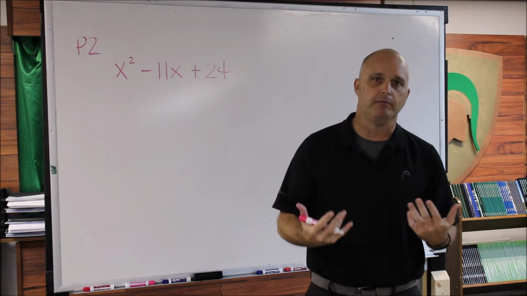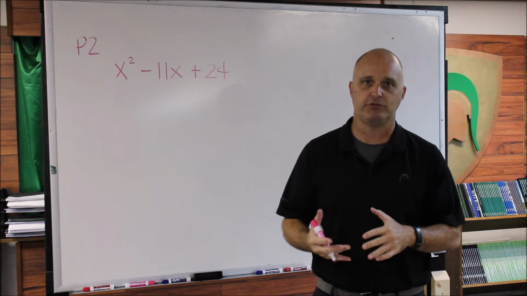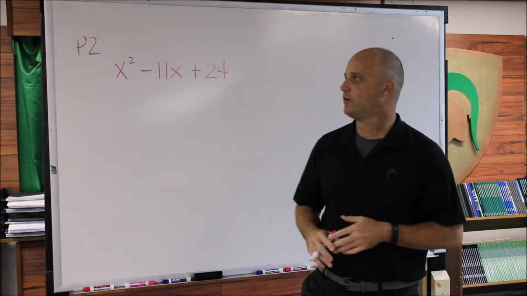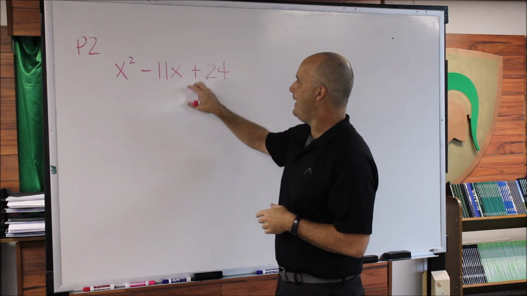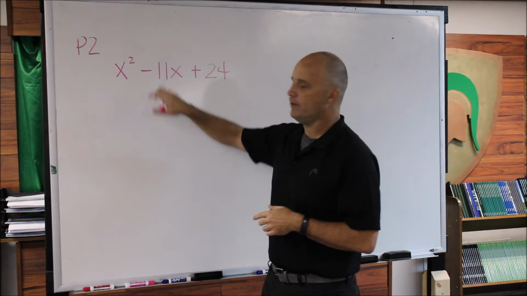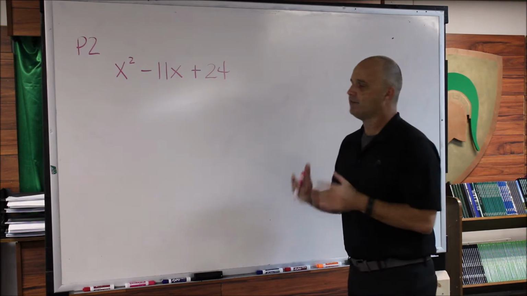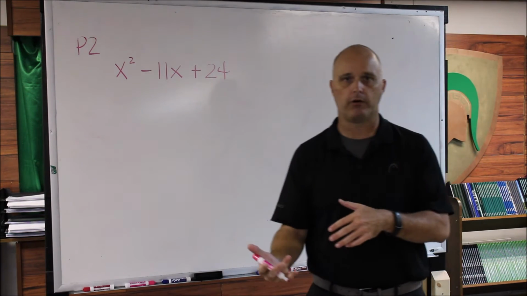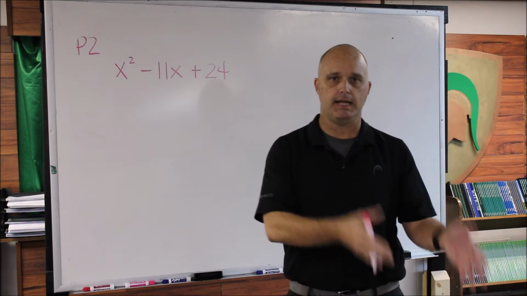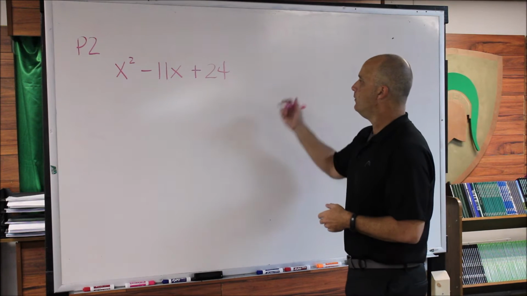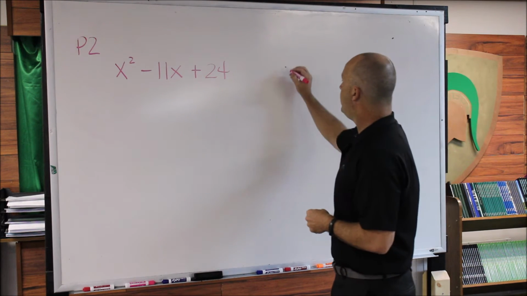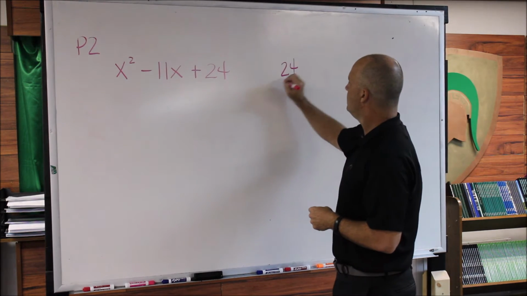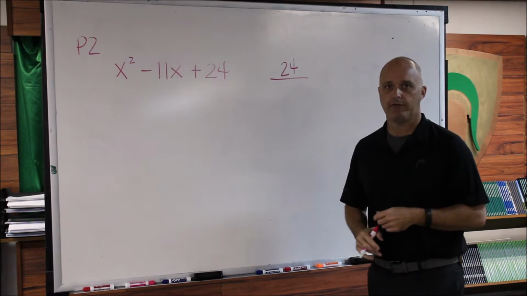Anytime that you do these problems, my first suggestion would be to ask yourself the question, what are the factors of this number that add to this number here, so negative 11? So you would be asking yourself, what are the factors of 24 that add to negative 11? Eventually you're going to be able to do this in your head very, very easily. But until that happens, again, go ahead and write down all of your factors.